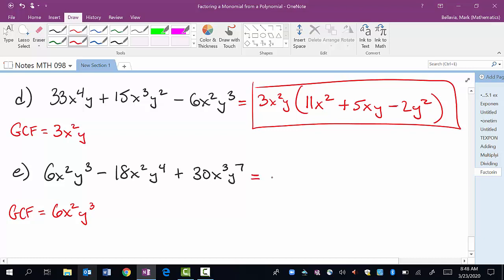So remember how it works. You write the GCF in front. And make sure you write it in front. If you don't write it in front here, you don't have a product anymore. And then that means you wouldn't have something that, when you factored it, would multiply back together.